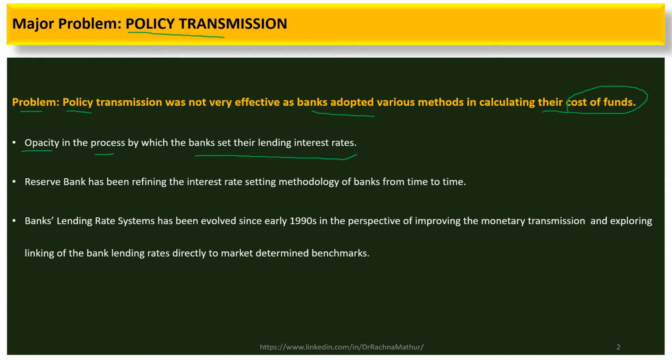To address this concern, RBI has been refining the interest rate methodology of banks from time to time. Bank lending rates have evolved since the 1990s with a view to improving monetary transmission and linking the bank lending rates directly to market-determined benchmarks. Let's understand and assess the monetary transmission under the bank lending rate system, which has worked under four regimes.